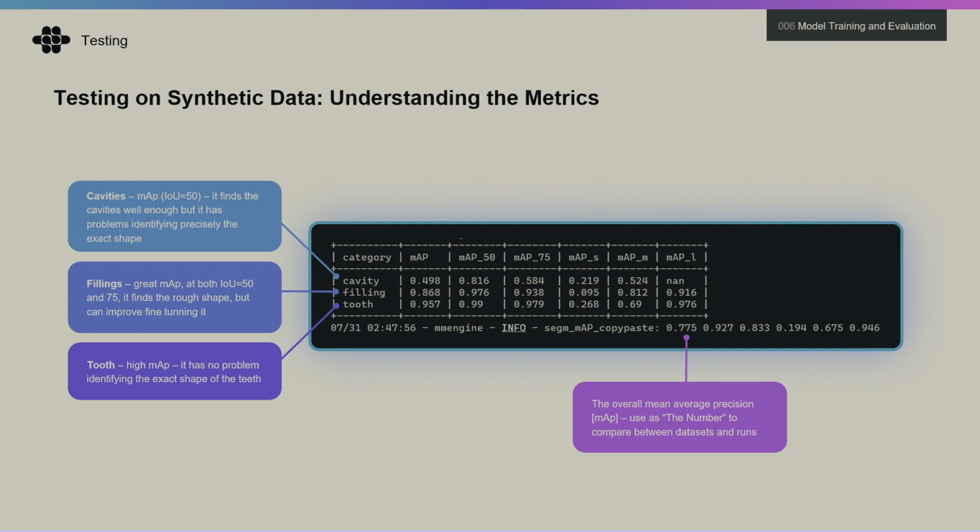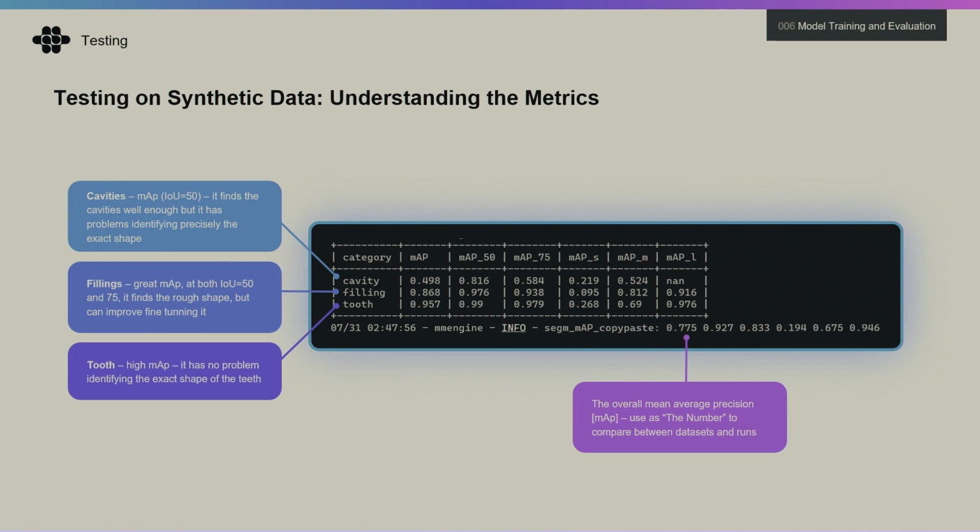And then with the tooth, we do a great job. We can detect them and we can predict the shape very accurately. Their overall mean value in the lower right gives us a metric, a number that we can use to compare data set to data set or model training to model training to evaluate iteratively how we are performing as a single metric.